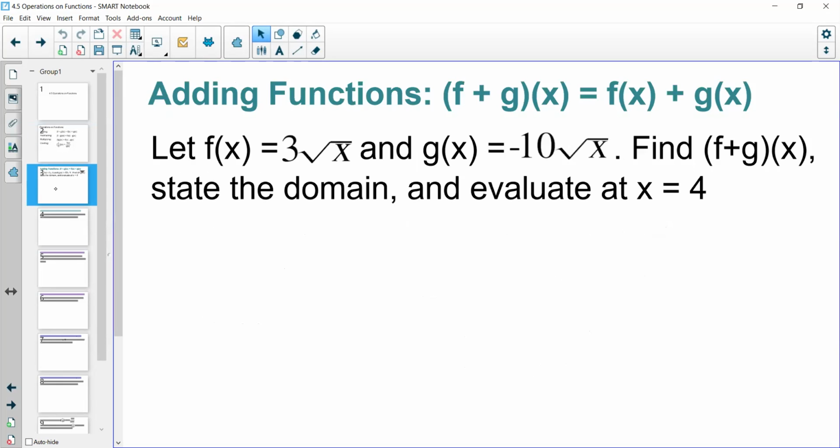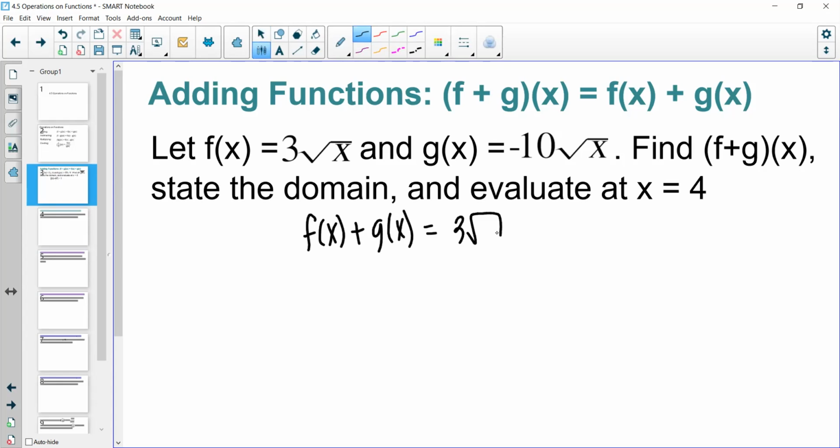So first, let's take a look at adding two functions. So remember, if we're adding two functions, we add the first one plus the second one. So let's take a look at this example here. It says let f of x equal 3 root x and g of x equal negative 10 root x. And we want to find what f plus g of x is. So what that means is we're going to do f of x plus g of x, and we want to figure out what that equals.